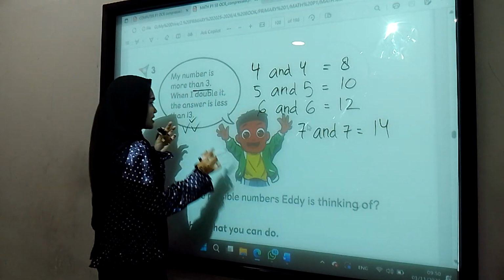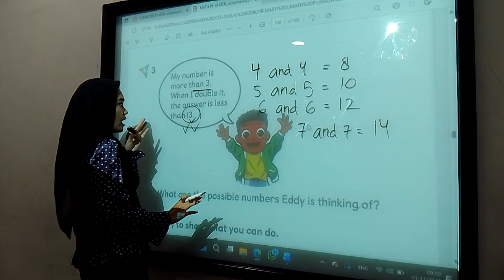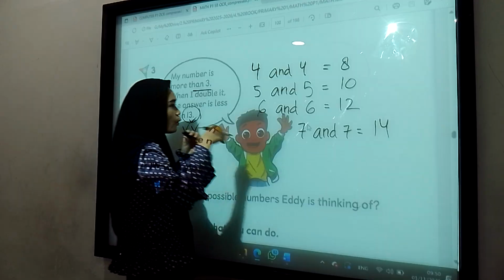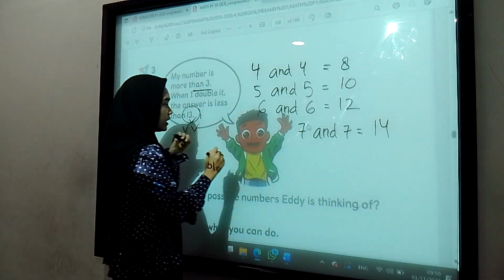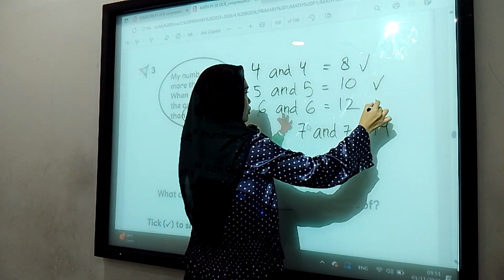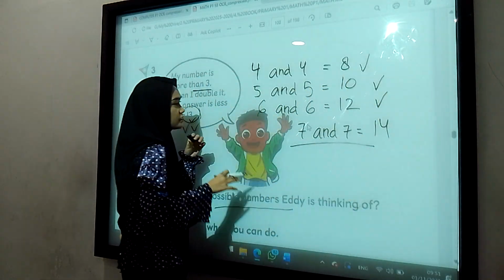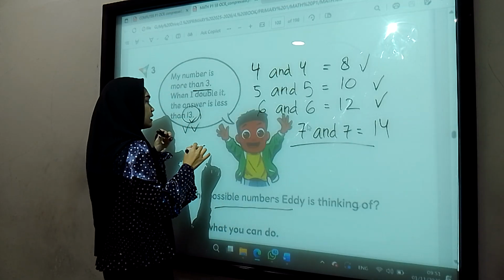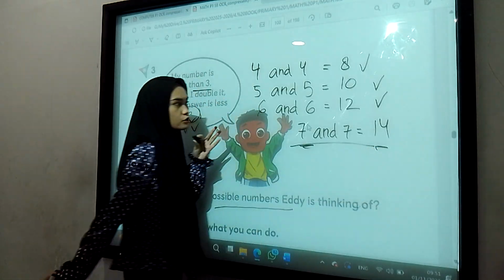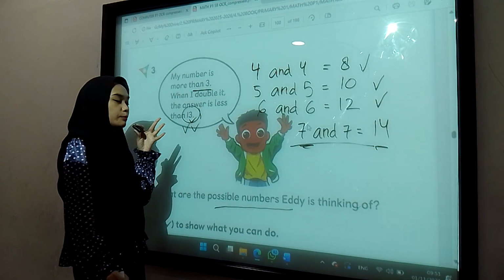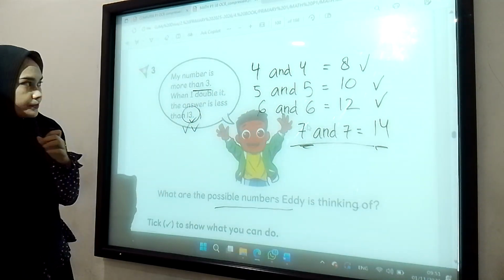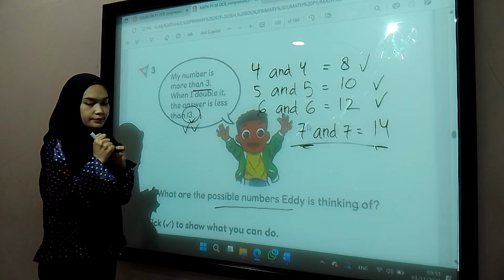So this is wrong because Eddie said that if we double the number, the total is less than 13, not more than 13. So the possible number that Eddie is thinking of could be 4, 5, or 6. If it's 7, it's wrong because he said the total must be less than 13, but double 7 gives 14. So it's not included. So the possible number can be 4, 5, or 6. Yes, okay, I think that is clear for the book and the homework as well.